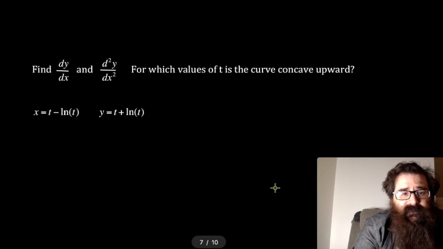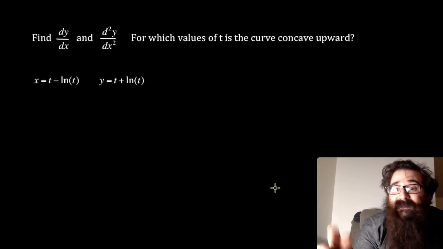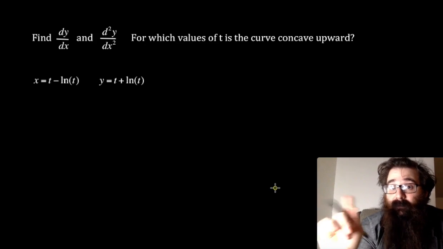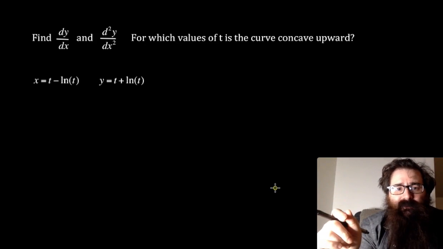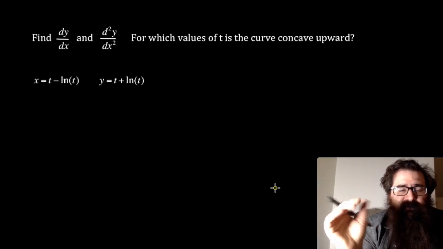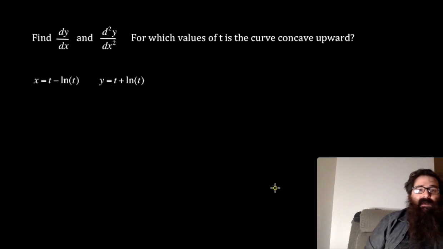Let's take a look at this next question. I want to find the first and the second order derivative. And then I want to answer the question, for which values of t is the curve concave upward? I'll just leave this one as it is. We have x is t minus ln t, y is t plus ln t. And I want to start by finding dx/dt and dy/dt.